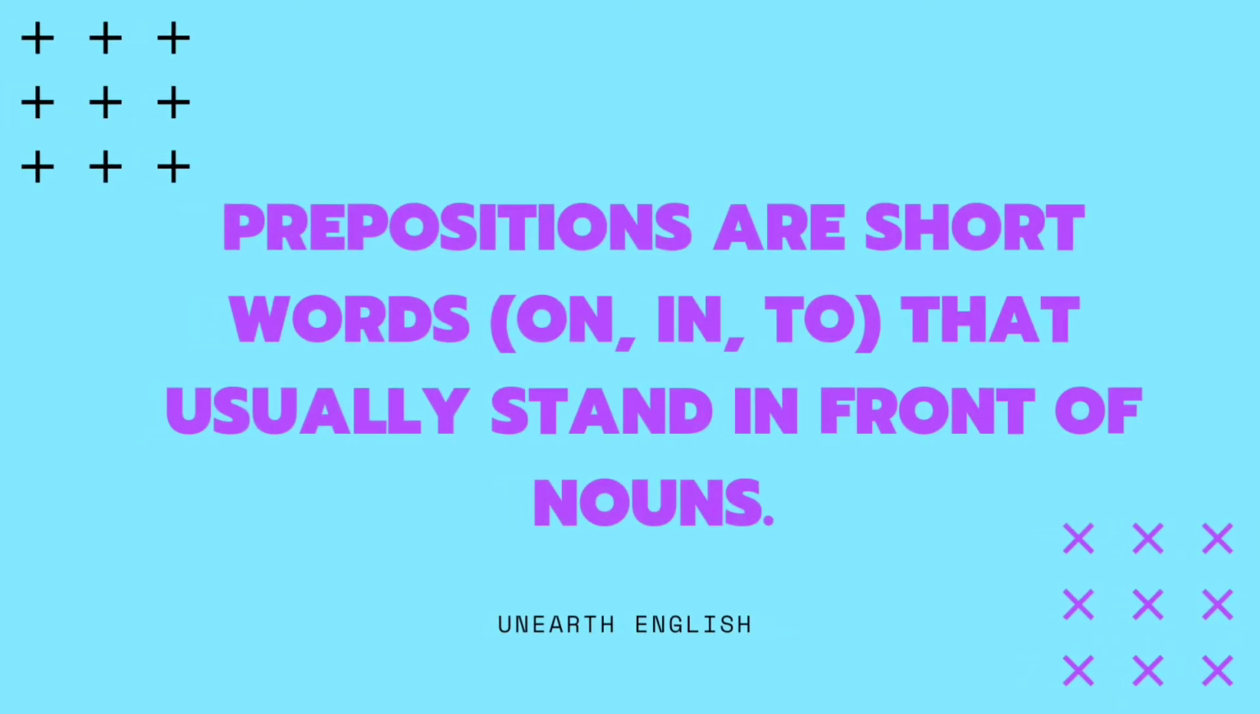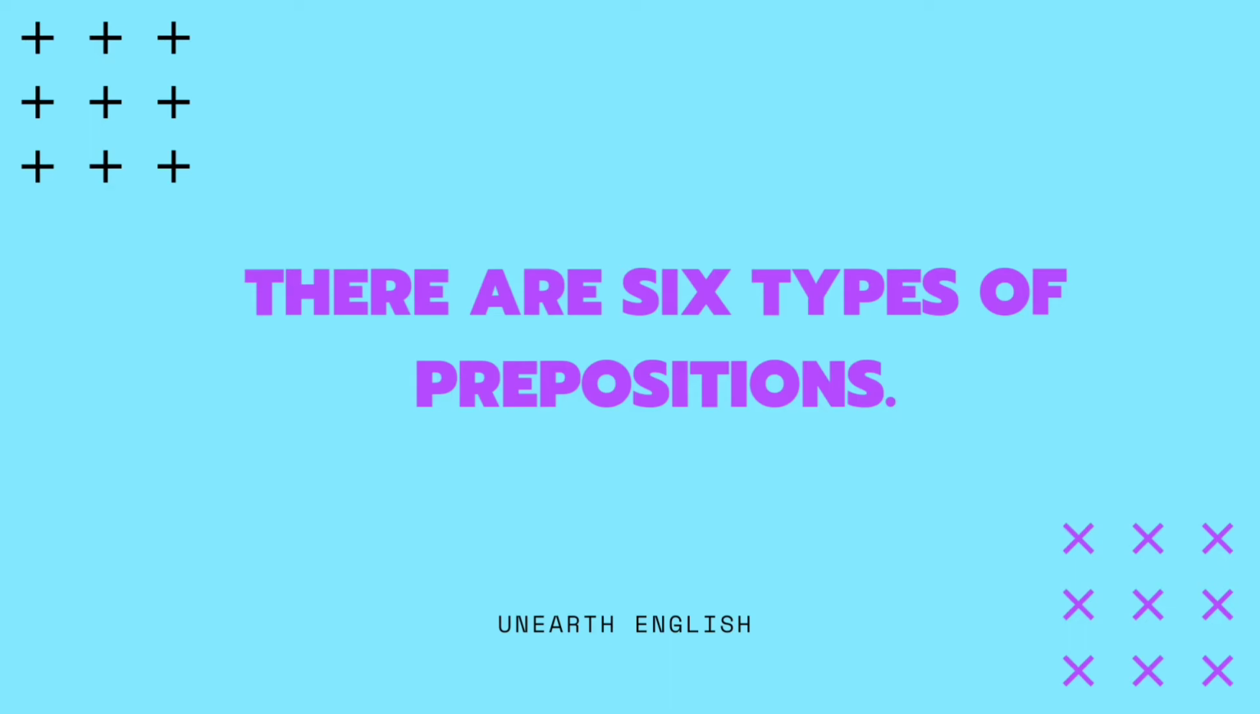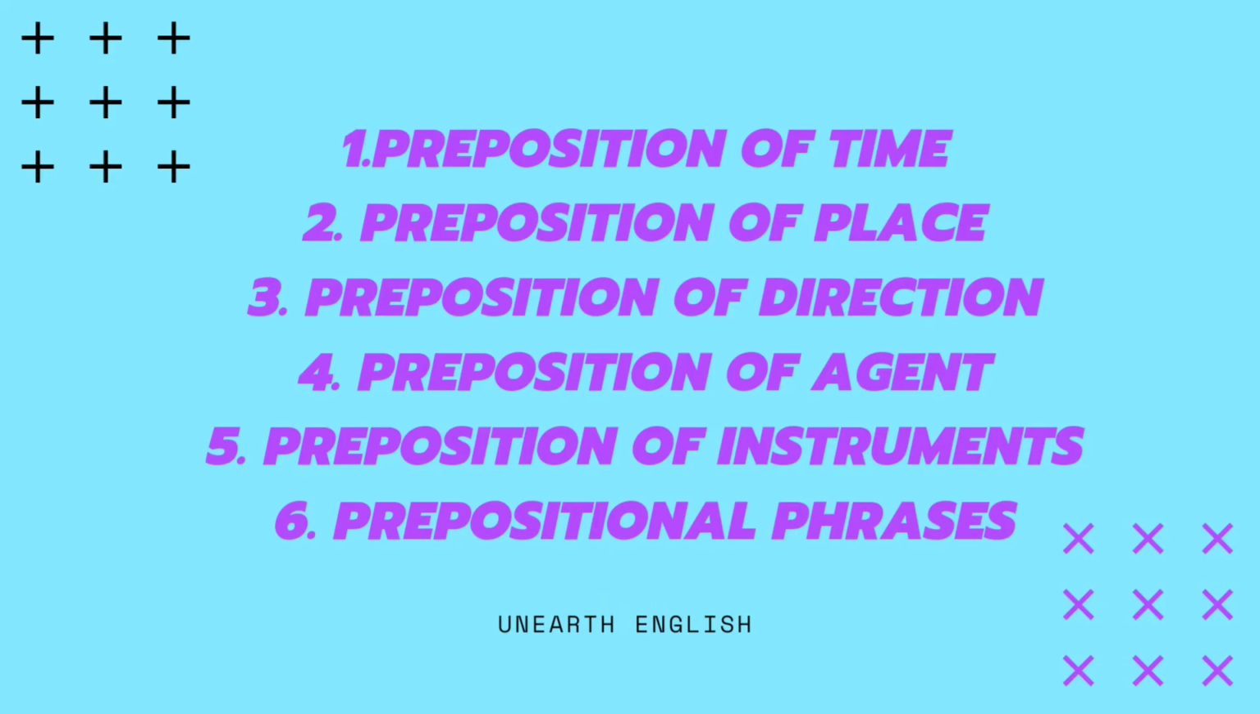Prepositions are short words, like on and into, that usually stand in front of nouns. There are 6 types of prepositions: preposition of time, preposition of place, preposition of direction, preposition of agent, preposition of instruments, and prepositional phrases.